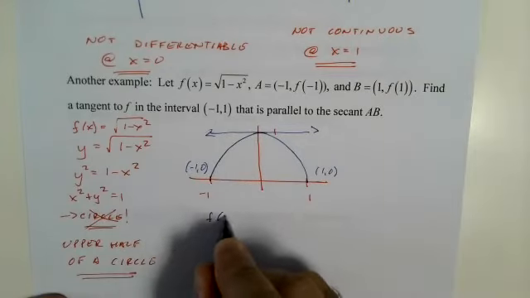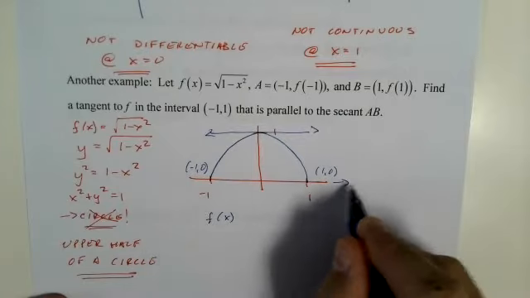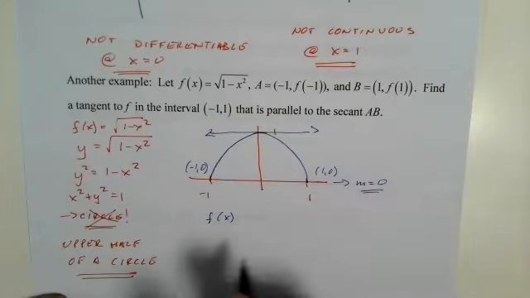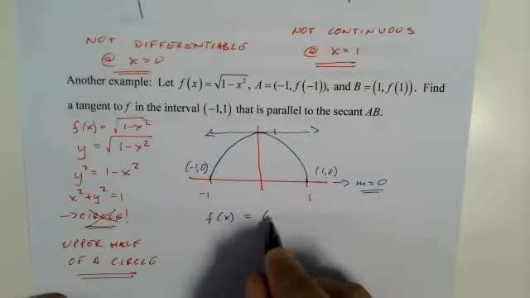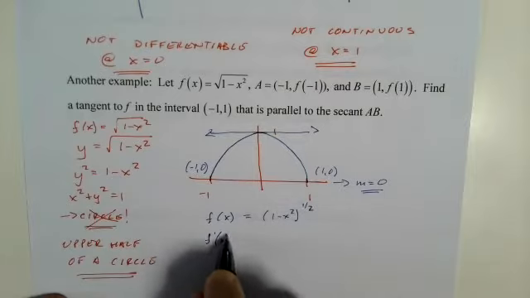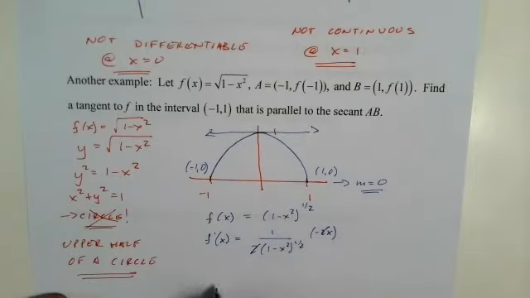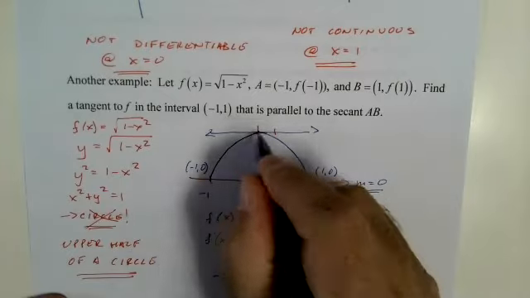So f of x, by the way, slope equals 0. F of x equals (1 minus x squared) to the 1/2. F prime of x equals 1 over 2 times (1 minus x squared) to the 1/2 times -2x. Don't care about the bottom. I care about the top. So when does -x equal 0? When x equals 0. So there it is.